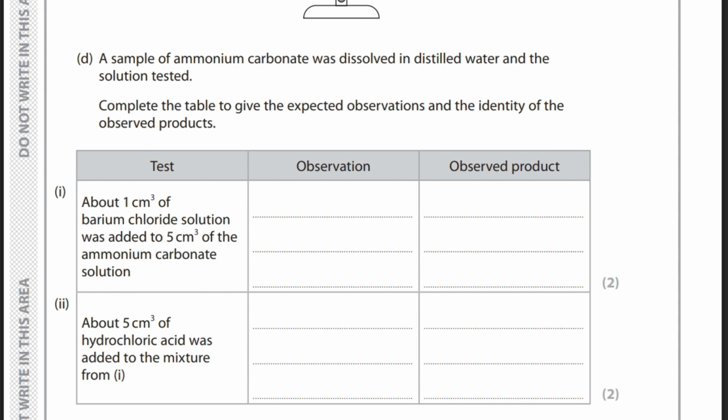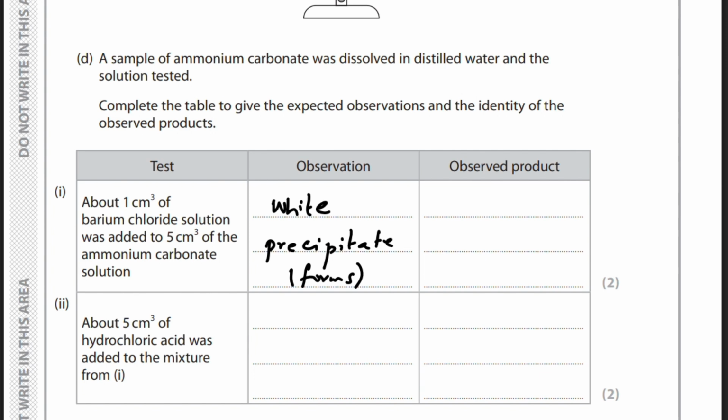About 1 centimeter cube of barium chloride solution was added to 5 centimeter cube of ammonium carbonate. So when barium chloride is added to ammonium carbonate, it will form barium carbonate and ammonium chloride. So what you will observe basically, because barium carbonate is an insoluble salt and the color is white, you will observe white, and you will also observe that precipitates form. So these will be the two observations.